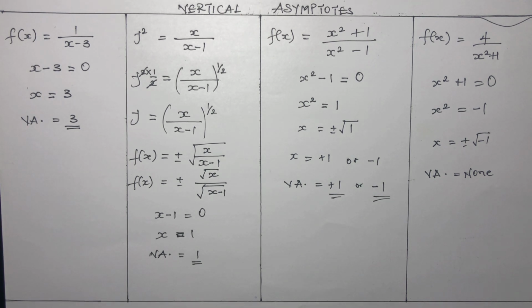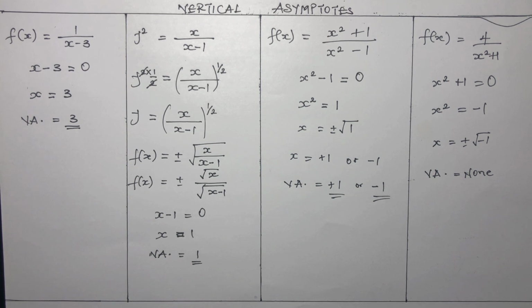So, I want you to have the conditions in mind. First, you need to check if what you have is actually factorizable. Secondly, you need to cancel out the common factors. And thirdly, you set the denominator equal to 0 to obtain your vertical asymptotes.